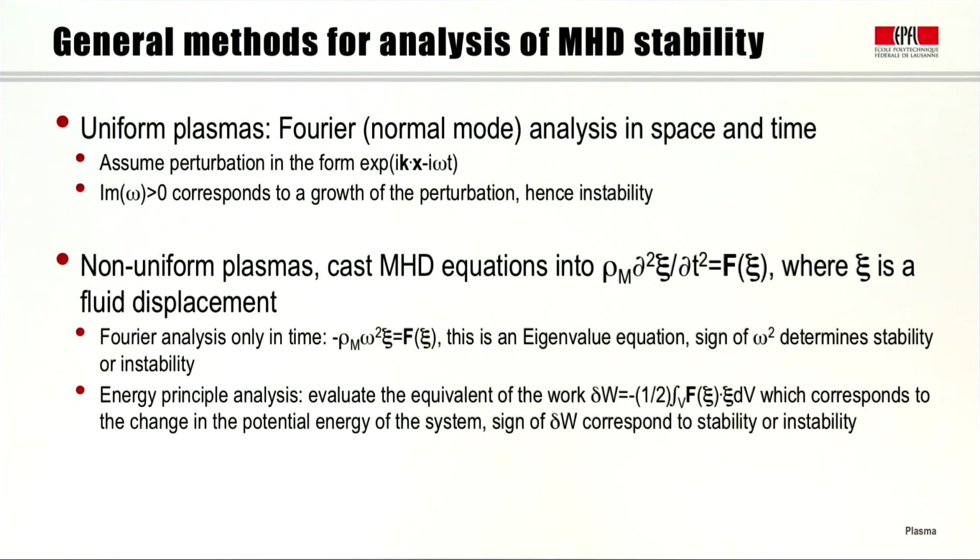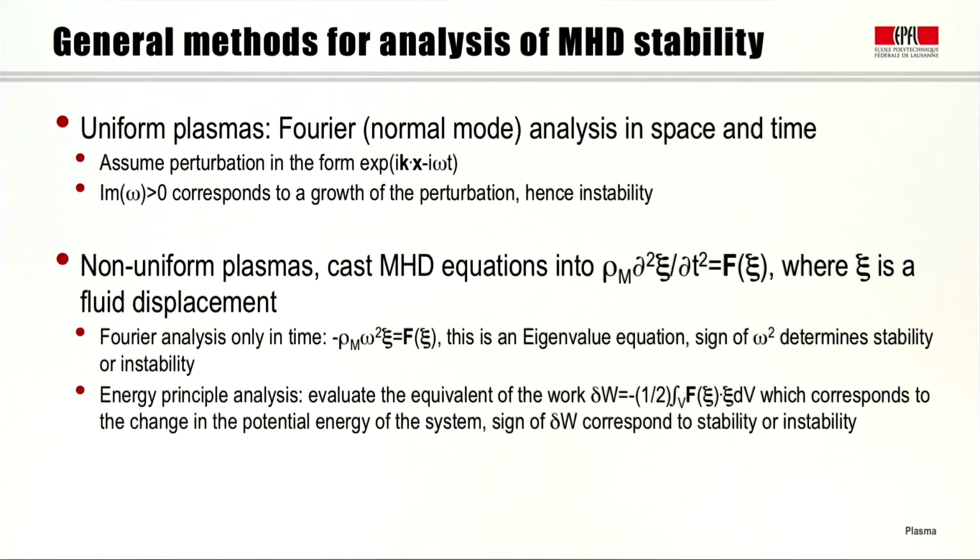Now let's look at some general methods for the analysis of MHD stability. For uniform plasmas, we can perform a Fourier analysis in space and time. This corresponds to a normal mode analysis. So we assume a perturbation in the form of exponential of i k dot x minus i omega t, and then we look at the imaginary part of omega, the wave frequency. If the imaginary part of omega is positive, the perturbation grows, and so we are in a situation where an instability develops.